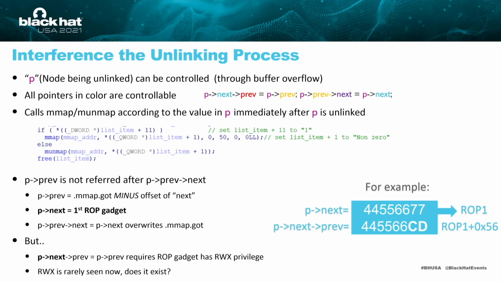You can see it will also set p next prev to p prev. p next is now the address of the first ROP gadget, so p next prev is just a few bytes behind the ROP gadget. This means if we want to exploit it this way, we also need the memory chunk of the first ROP gadget to be writable. Of course, it also has to be executable. But RWX memory is rarely seen now, so this leaves us a big question mark.